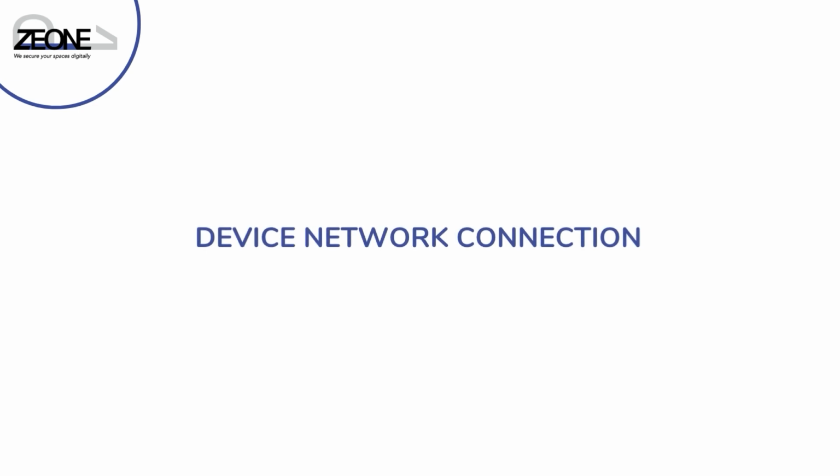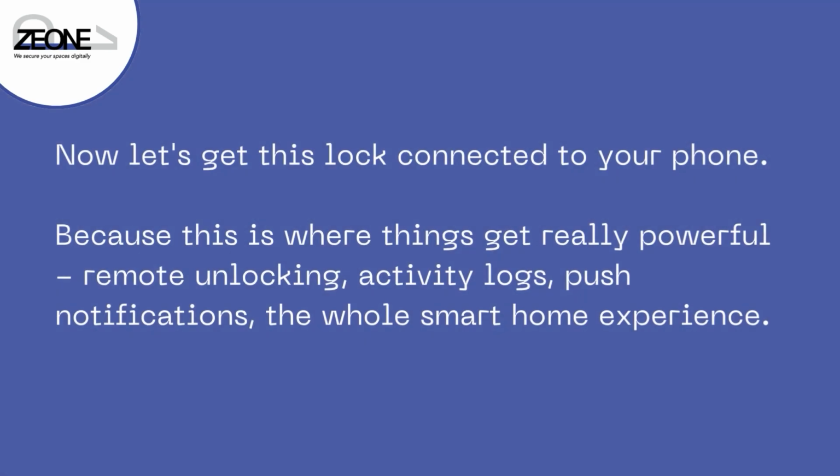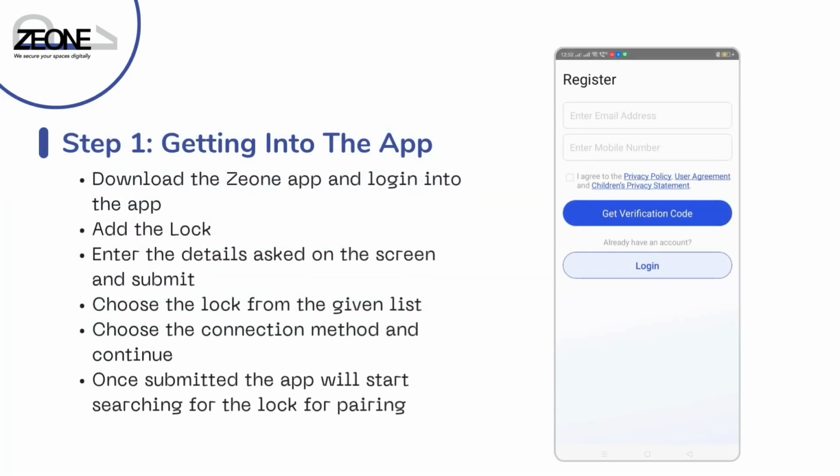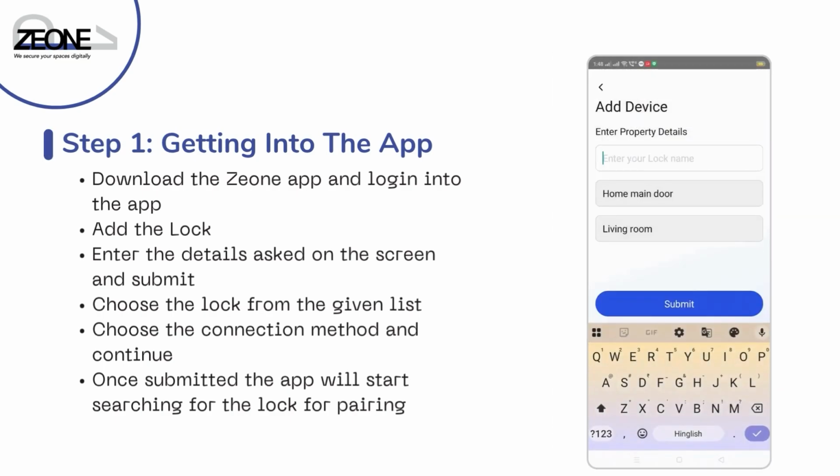Device network connection. Now let's get this lock connected to your phone, because this is where things get really powerful. Remote unlocking, activity logs, push notification, the whole smart home experience. Step 1. Getting into the app. Download the Zeone app and log into the app.